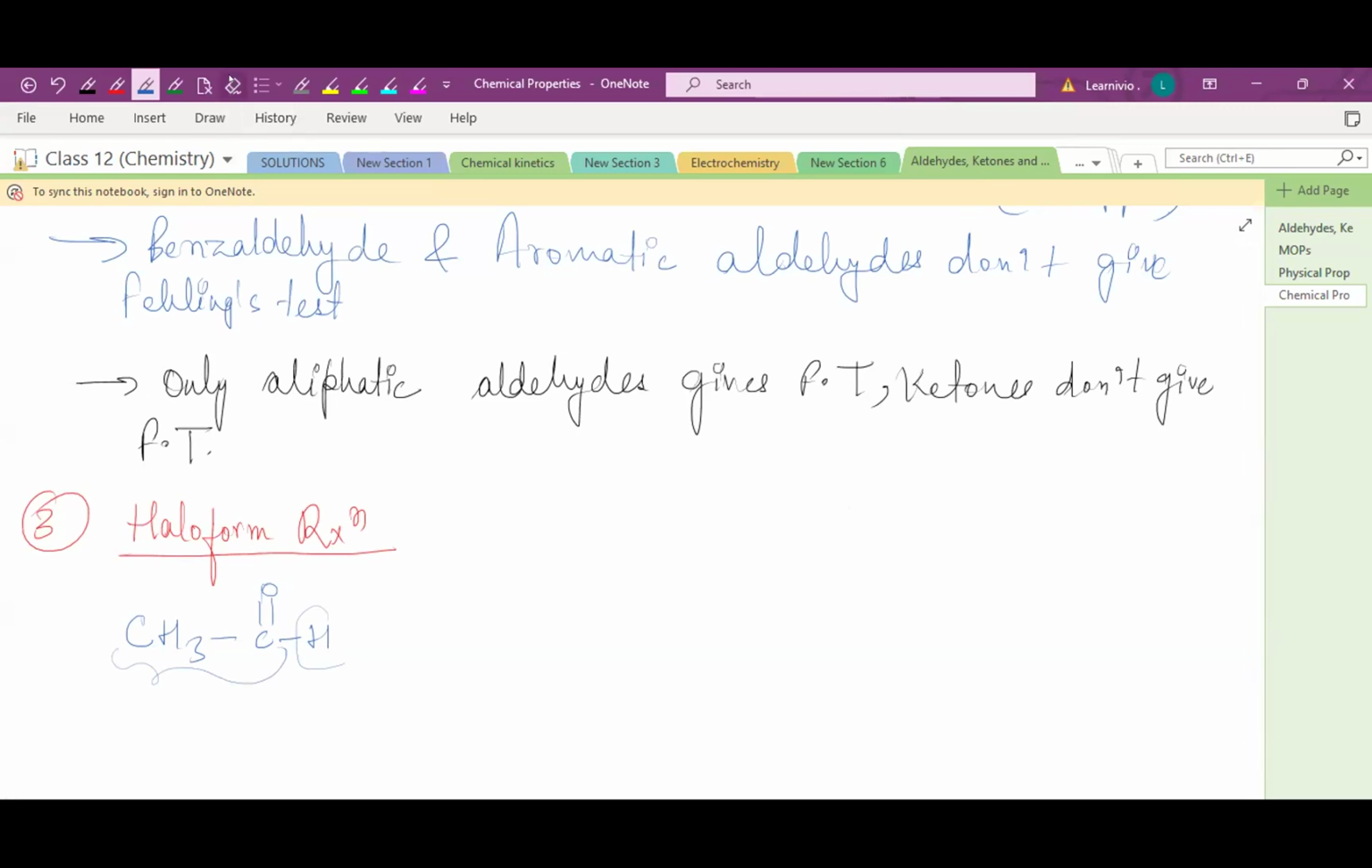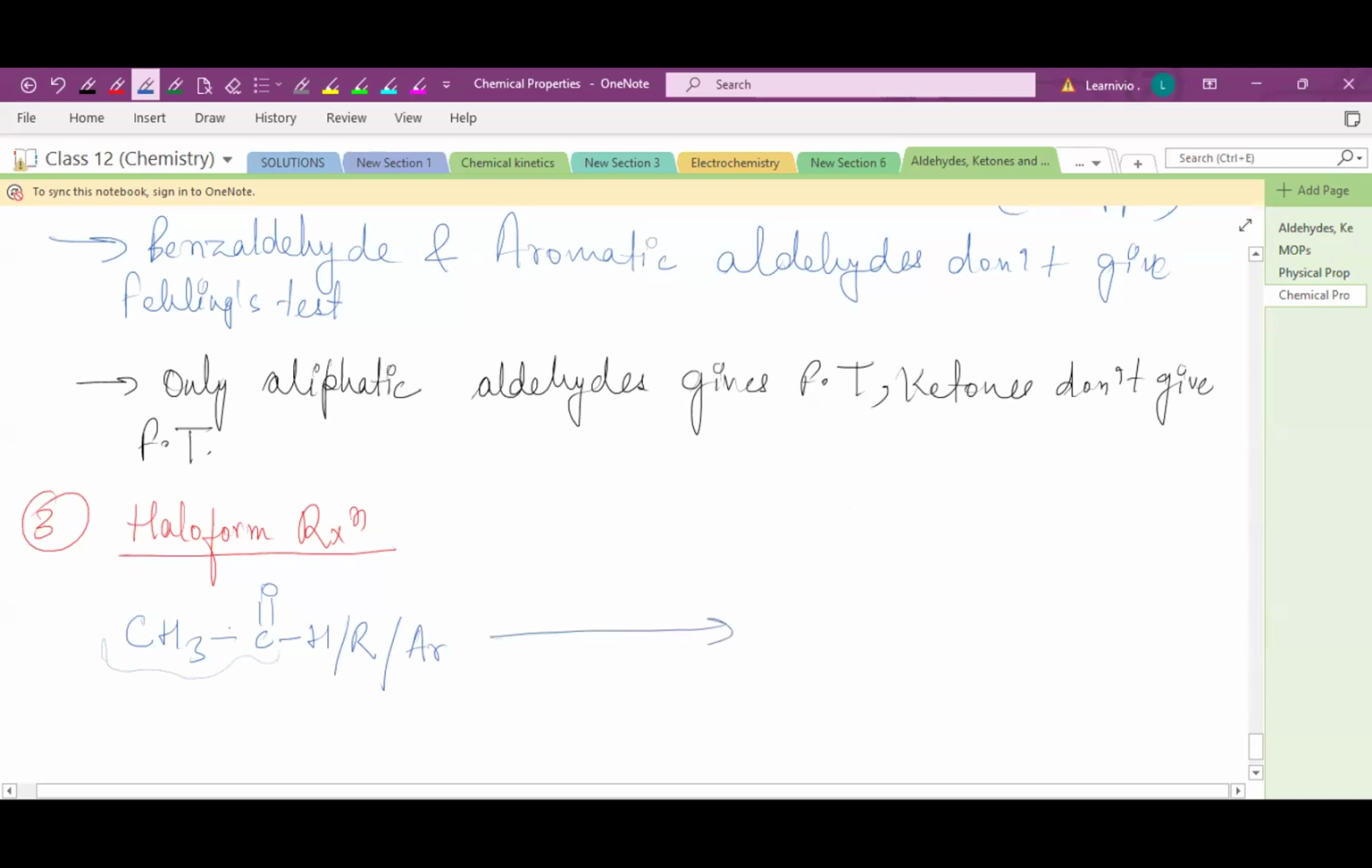So this is the main thing. The CH3CO group is important. And here, in the place of H, it could be any alkyl group, when you replace hydrogen by an alkyl group. And in the place of hydrogen, it could also be aromatic, you can attach the benzene group also. The main thing is that the CH3CO group is attached.